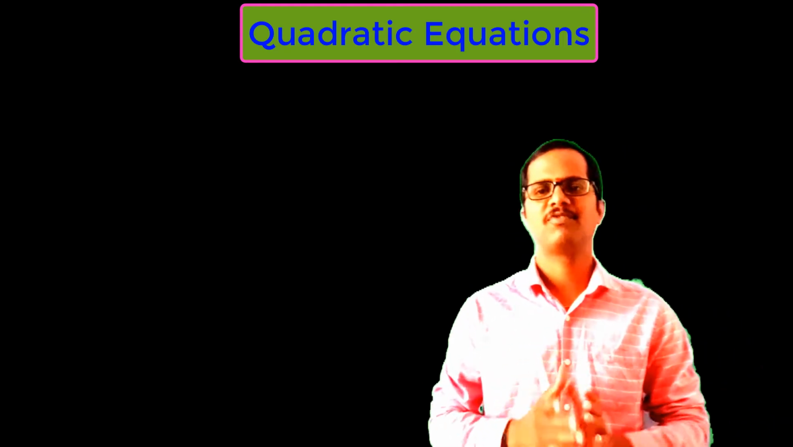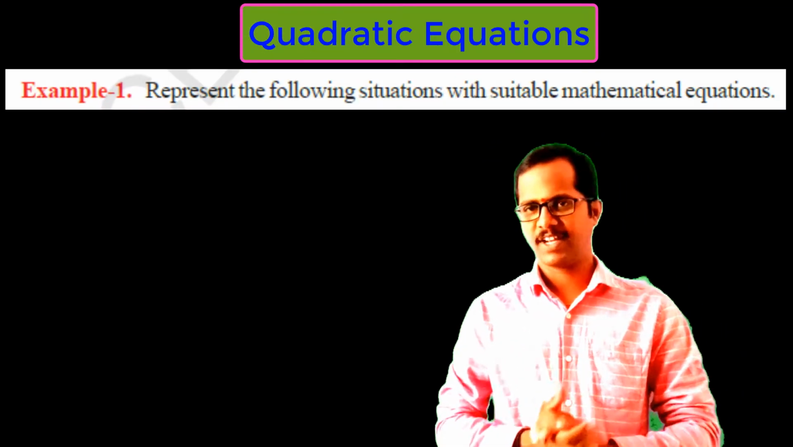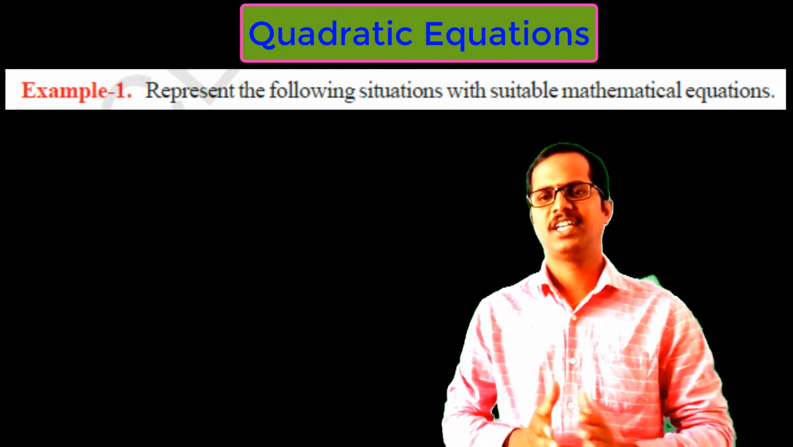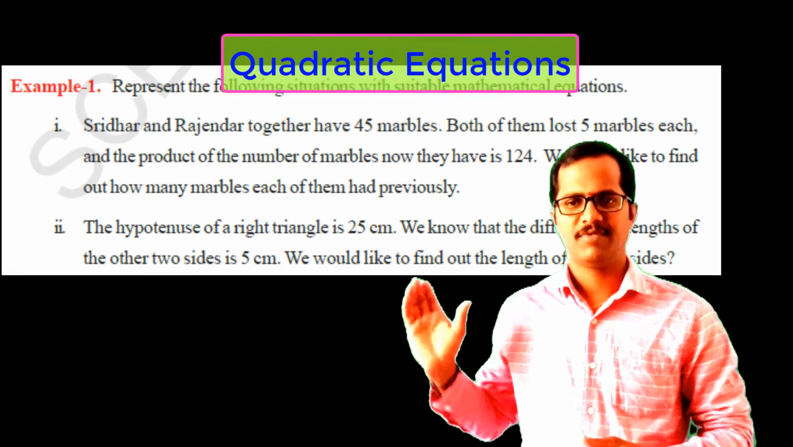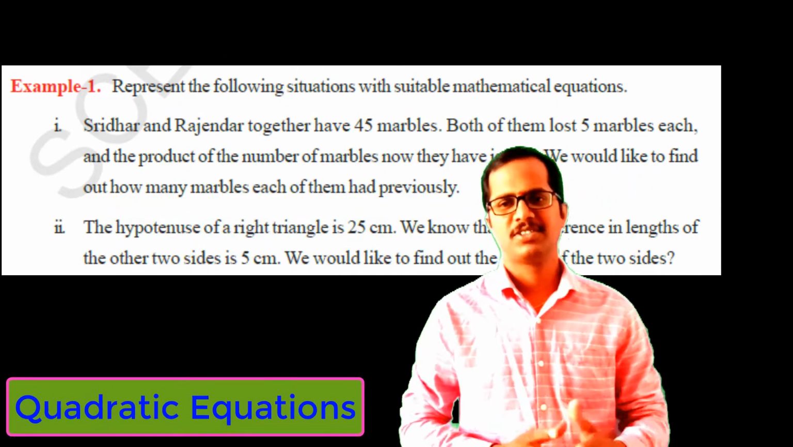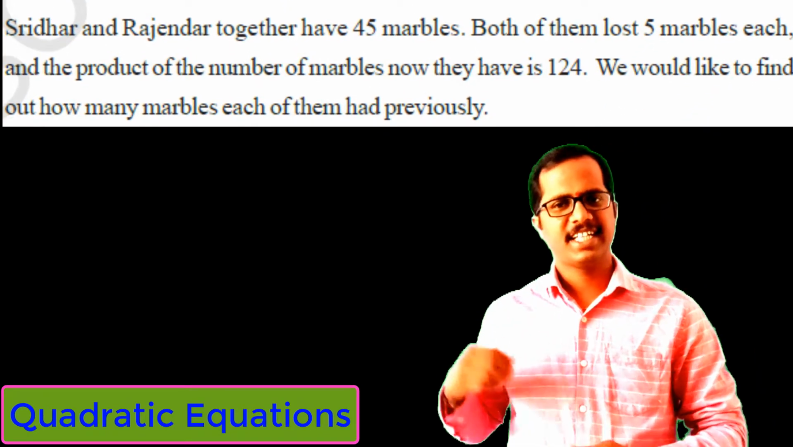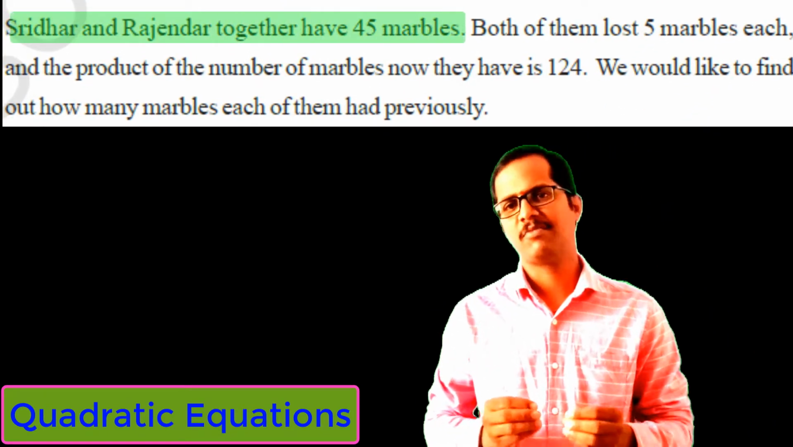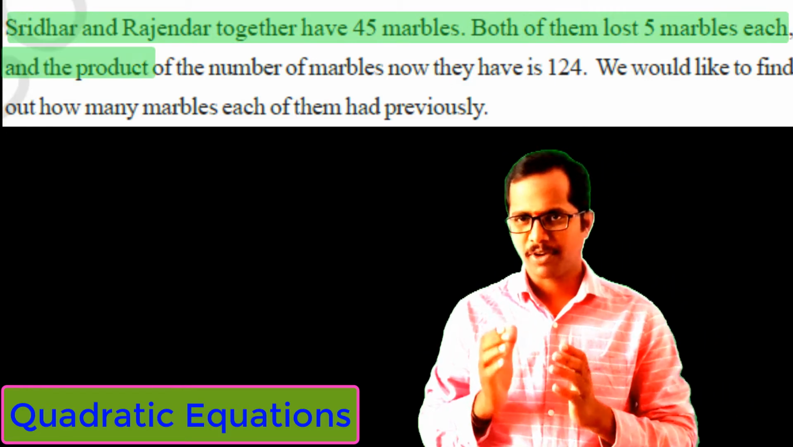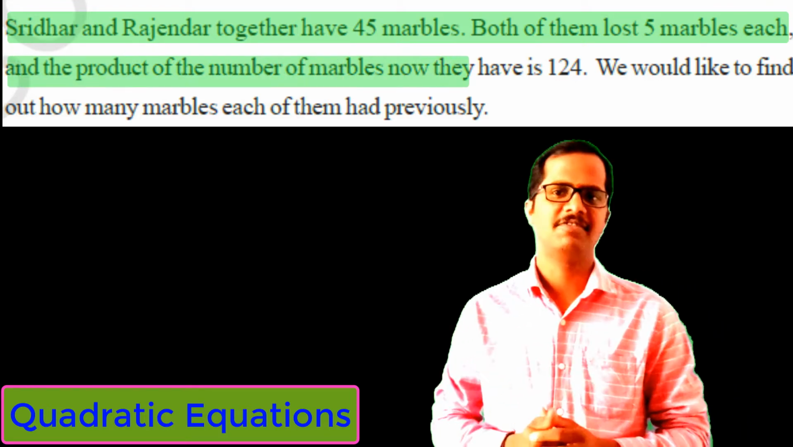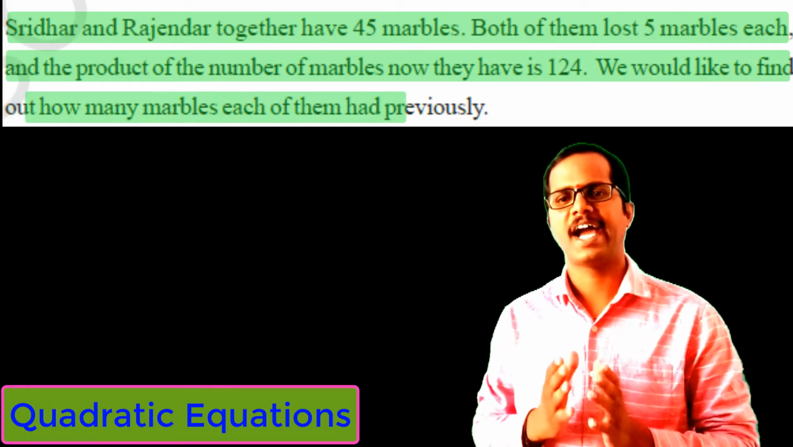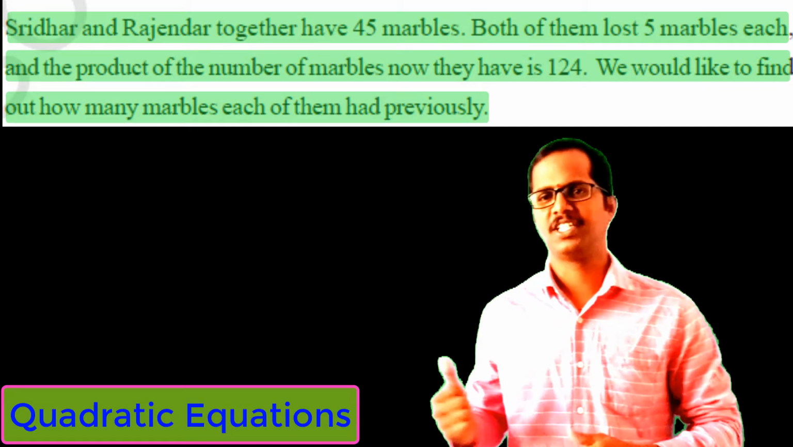Here we have example 1 from the textbook. It is given as: represent the following situations mathematically. So here we are given two situations, and we need to represent those situations mathematically. So let us see how. The first situation is given as: Sridhar and Rajendra together have 45 marbles. Both of them lost 5 marbles each, and the product of the marbles they now have is 124. We would like to find the number of marbles that they had previously. So this is the first situation.